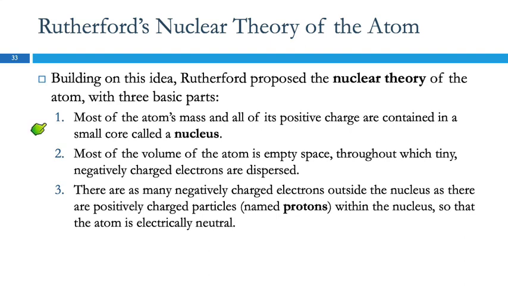Most of the atom's mass and all of its positive charge are contained in a small core called the nucleus. Most of the volume of an atom is empty space, and in that empty space there are tiny negatively charged particles. He's not saying anything about what those are doing. That was wise. There are as many negatively charged electrons outside the nucleus as there are positively charged particles, which are called protons, inside the nucleus. So the atom is electrically neutral.